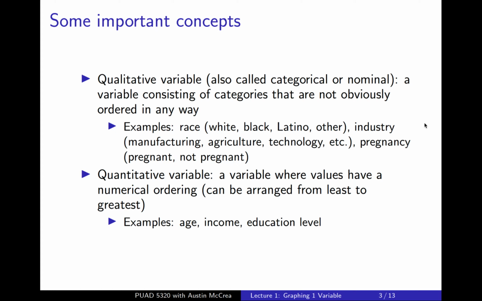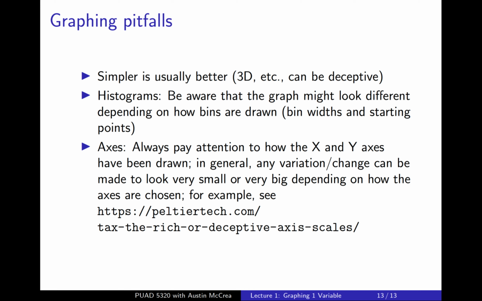And so this final slide of the presentation is going to go over some graphing pitfalls, or at least some suggestions for how you can be more honest with the graphs that you're creating. In general, simpler is usually better. If you make a 3D graph or some of these other fancier graphs, they can be deceptive and misleading. Now, in terms of histograms, you need to be aware that the graph might look different depending on how the bins are drawn. Right, so manipulating the bin widths and starting points can make the distribution look different. And we saw that actually a couple slides ago.